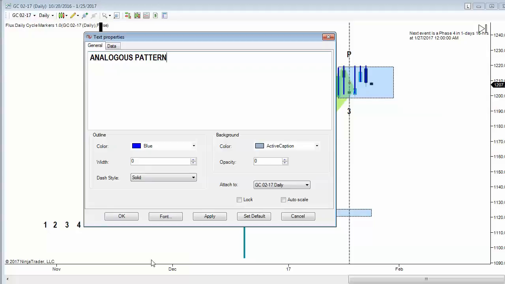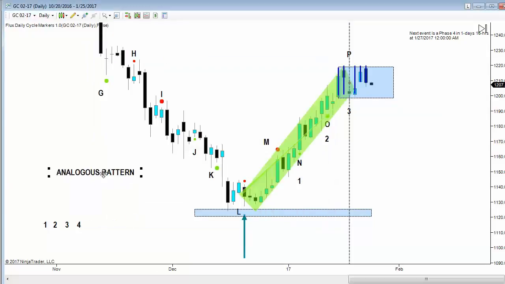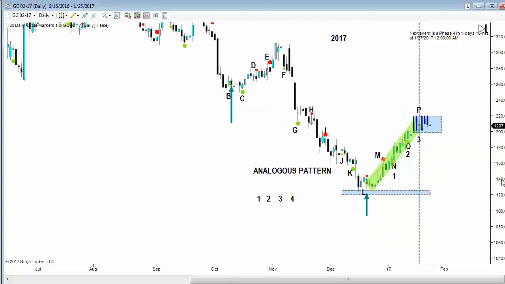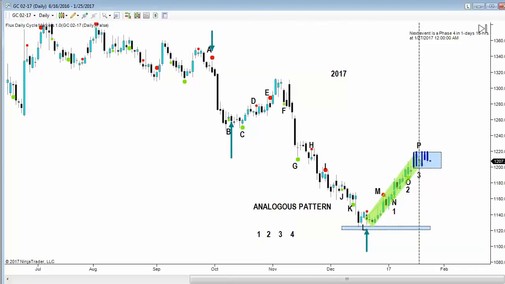Analogous is one of those fancy highfalutin words that means comparable with certain aspects. There's a similarity between the two. And I took a few moments this morning, got up extra early, and started looking for something that looked like this, where we had a consolidation period, we dropped down out of it, we bottomed out at a phase 3, and started to reverse and come back up into a phase 3. And here's what I found.